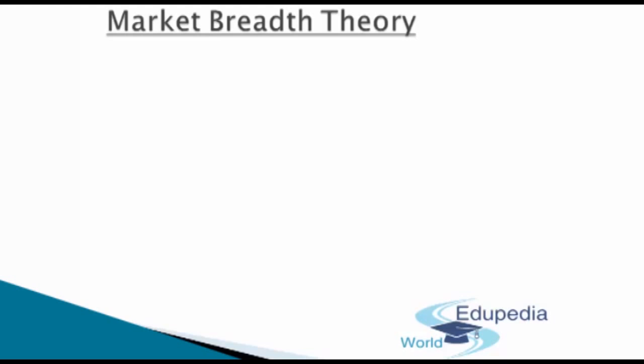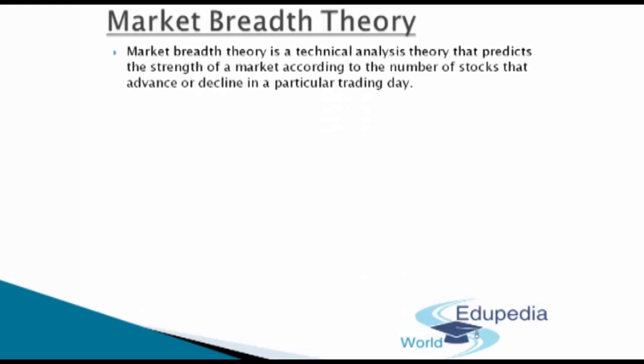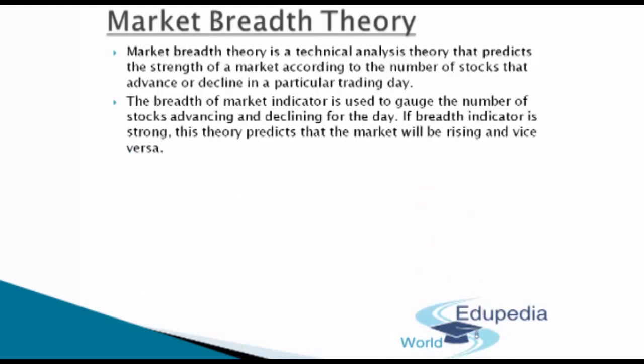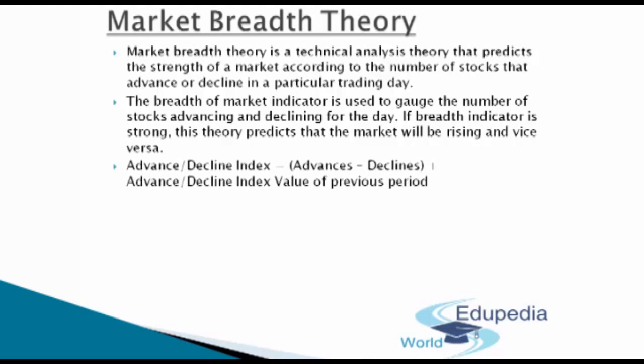So with this example, I'll be able to help you understand it in a better manner. That's why I included it in my skill. It is a technical analysis theory that predicts the strength of the market according to the number of stocks that advance or decline on a particular trading day. The breadth of the market indicator is used to gauge the number of stocks which are advancing or declining on a particular day. If the breadth indicator is strong, this theory predicts that the market will be rising. And if the breadth indicator is weak, this theory predicts that the market will be declining.